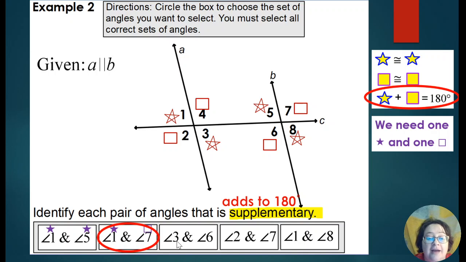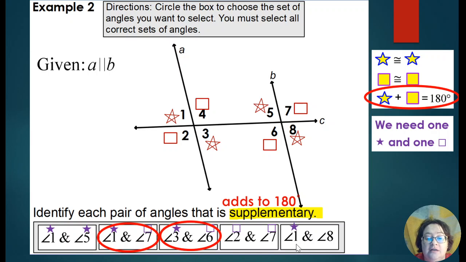Now, angle 3 is a star. Angle 6 is a box. Star plus box equals 180. That's supplementary. I'm going to circle that. Angle 2 is a box. Angle 7 is a box. I have two boxes. They're equal, they're congruent, they're not supplementary. I move on to my next one.